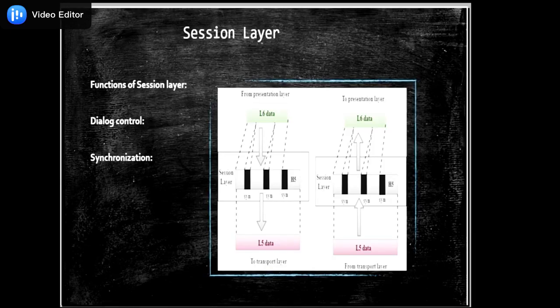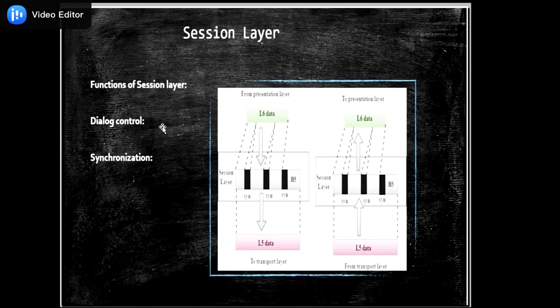The next layer is the session layer, and we have to discuss the functions of the session layer: dialog control and synchronization. First, the session layer is used for establishing and maintaining synchronization and interaction between the communicating devices. Dialog control: the session layer acts as a dialog control that creates a dialogue between two processes, or we can say it allows communication between two processes, which can be either half duplex or full duplex.